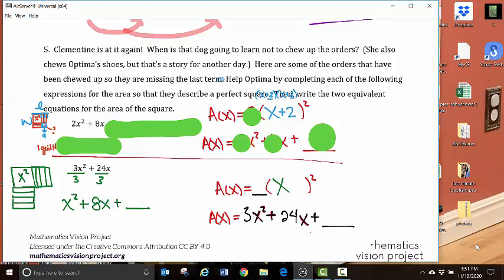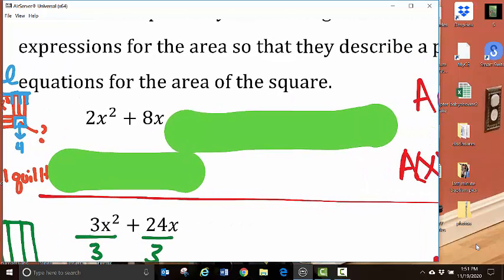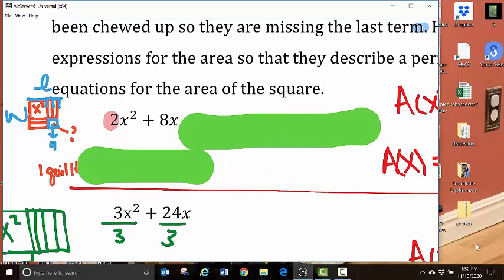Here are some of the orders that have been chewed up, so they are missing the last term. Help Optima by completing each of the equivalent expressions. So again, here's the idea. We've done this before for 1, but now we have 2. So we're saying we have 2x squareds plus 8x's, but before we can even work with that, we need to get it down into 1 square. So we have 2 of them. I know we have 2 of them because this is a 2.